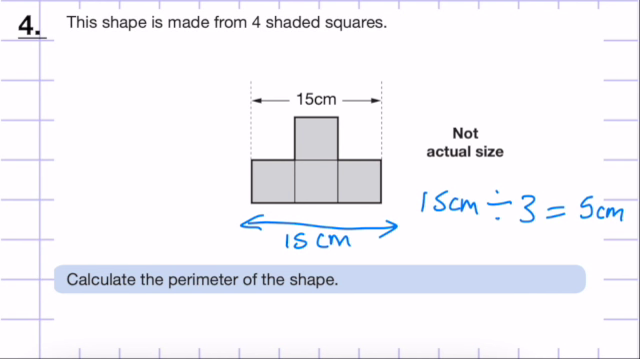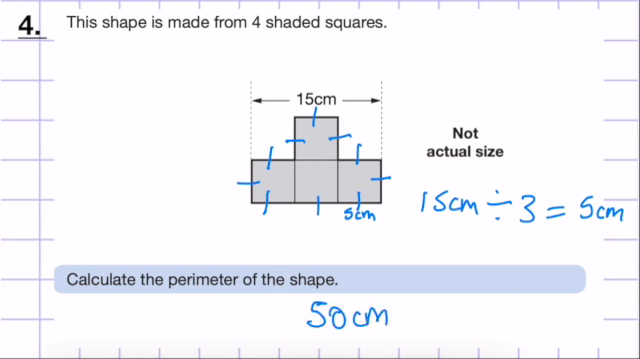Can you now work out what the perimeter, if you know that each square measures 5 centimetres, can you work out the perimeter of this shape? Pause the video. Okay, I'm going to count how many sides there are, and I'm going to times it by 5. 1, 2, 3, 4, 5, 6, 7, 8, 9, 10. 10 times 5 is 50. So the perimeter of the shape is 50 centimetres.